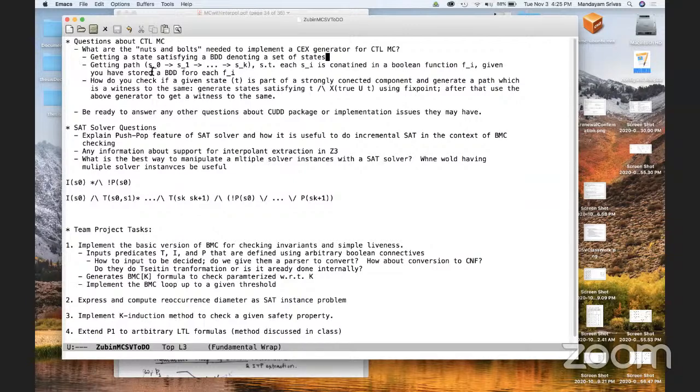If you wait until you get the fixed point for EF of not P, then what you have to do is pick a state in EF. Then you would have saved all the BDDs all the way to the fixed point. Then you have to start unwinding from S naught. What I just described a while ago was a more optimized version.